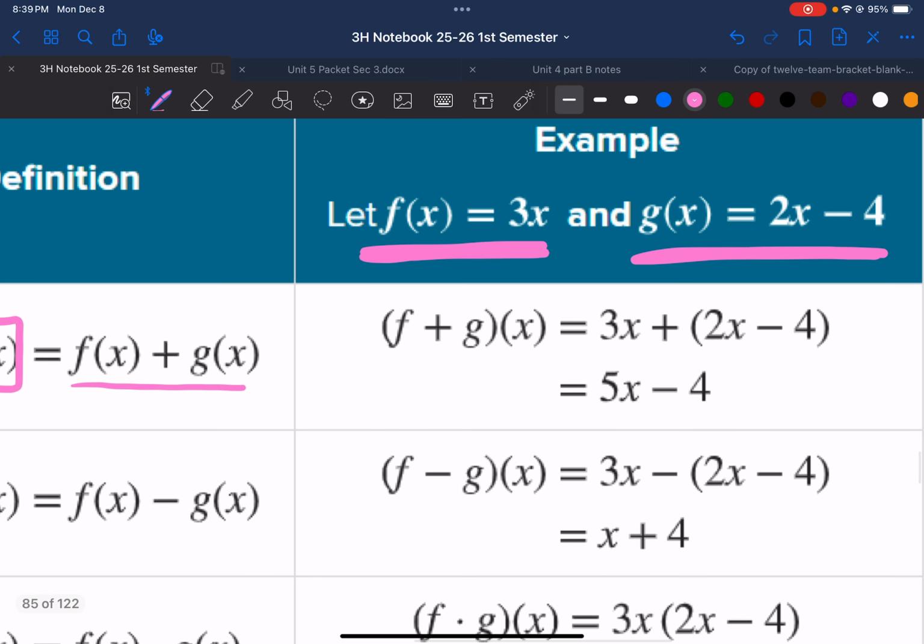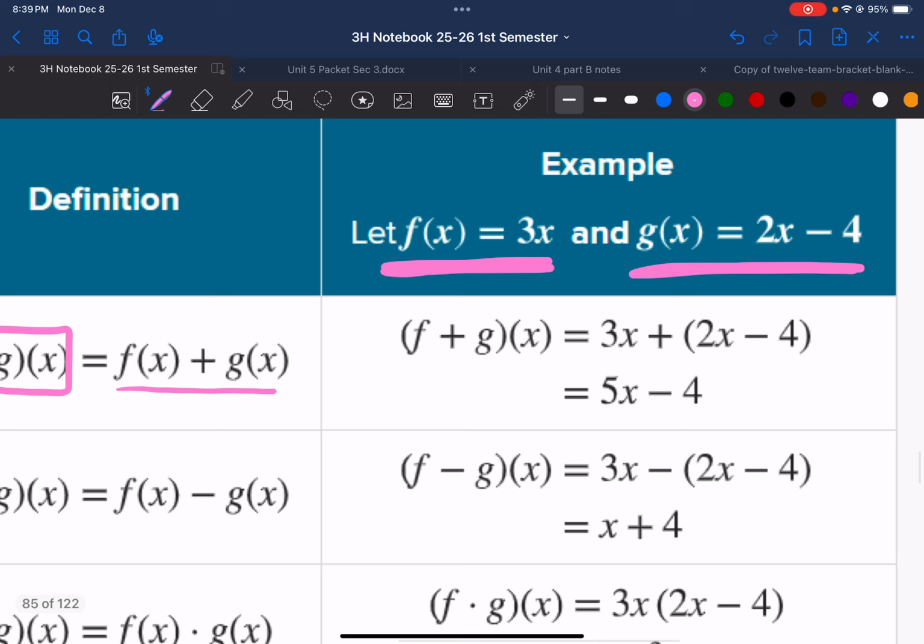So over here, f plus g of x would be the f equation coming from right here and the g of x equation coming right there. They add together to give you 5x minus 4. Just combining some like terms there.